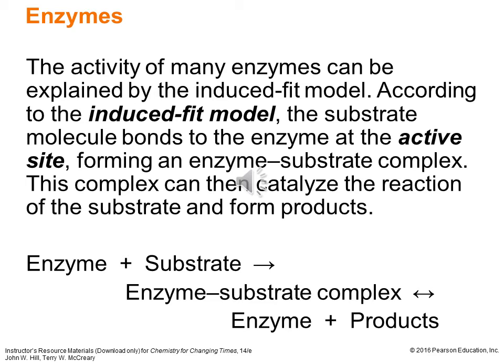It can go again and again and again, and each time it takes that substrate, it makes that enzyme-substrate complex, and then it makes the desired product. It takes, for instance, a substrate like hydrogen peroxide that's very toxic to our cells, and it breaks it down into water and oxygen, things that are very helpful in our cells.